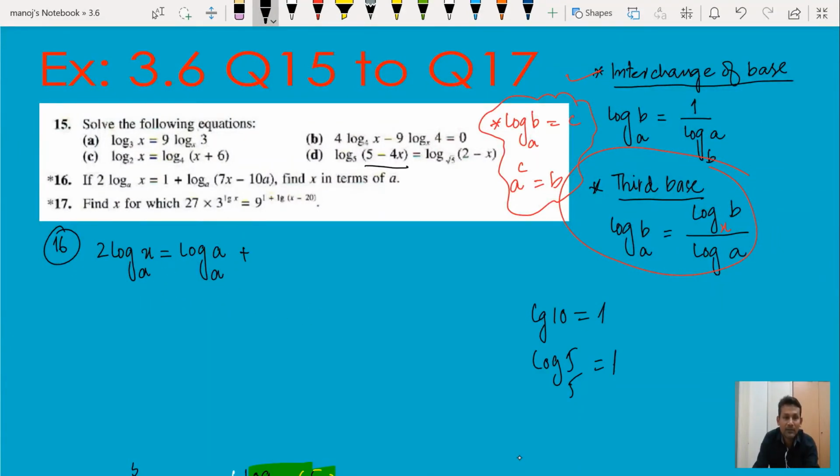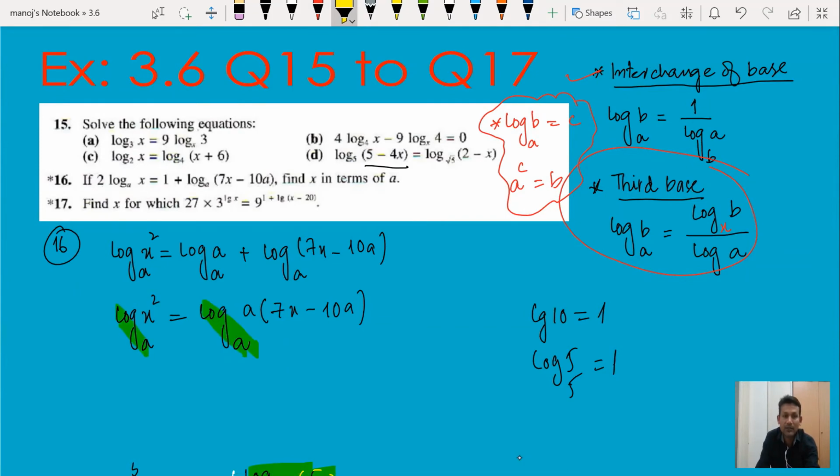Then we have plus log a of 7x minus 10a. Okay, let's see. This 2 will become the power, and log a plus, with the same base, plus means we have to write the product law, so plus will become multiply in one single logarithm a. This a times 7x minus 10a. Now comparison on both sides. This will cancel out. We normally do not cancel actually. Okay, now I just remove this.